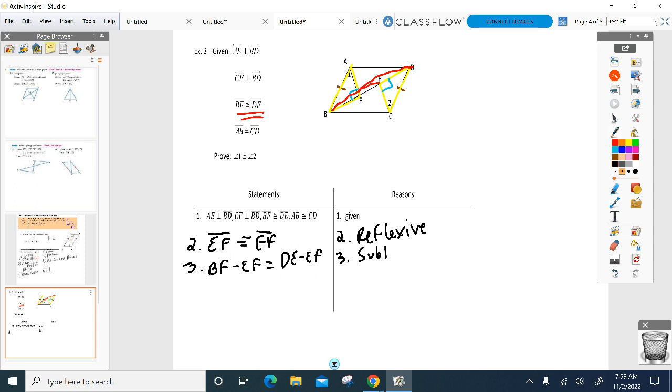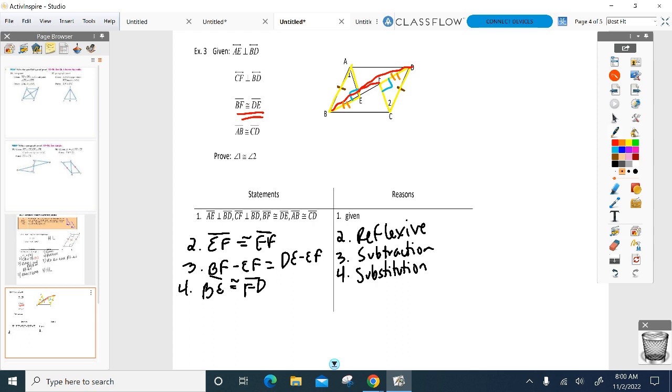Subtraction. And what's been our deal all year here? If I do subtraction or addition, substitution to say what I need. And I need BE congruent to FD. So now we have this.